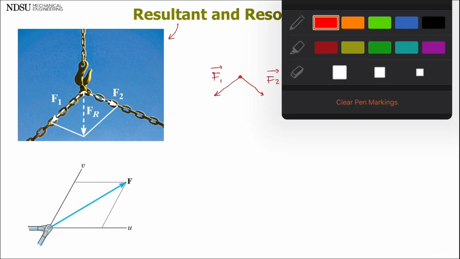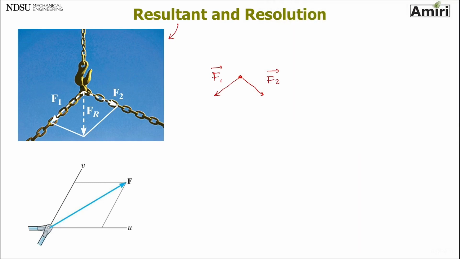You are going to use the parallelogram. So from the head, you draw parallel to the line of action of one. From the other one, draw parallel to the line of action of the second one. Find the intersection, and you find the resultant vector.